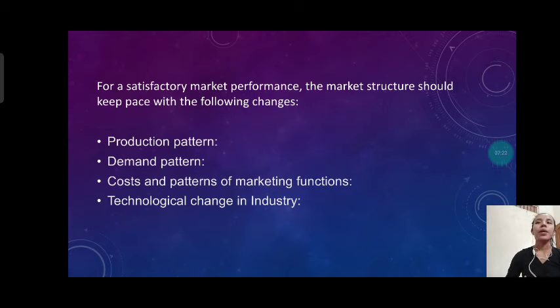For the market, performance refers to the economic result that flows from the industry as each firm pursues its particular line of conduct. For satisfactory market performance, the market structure should keep pace with the following changes: production pattern, demand pattern, cost and patterns of marketing function, and technological change in industry.